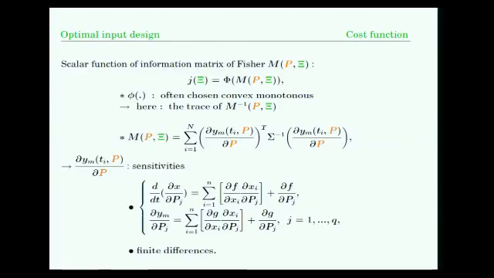Now we know that the cost function is a scalar function of the information matrix of Fisher, noted here M function of P and xi. In my talk, the cost function is the trace of the inverse of M. You know that with the measurement noise, which are Gaussian, we have this expression for the matrix of Fisher, and the sensitivities given by these derivatives can be obtained by the solution of these systems or by finite differences.